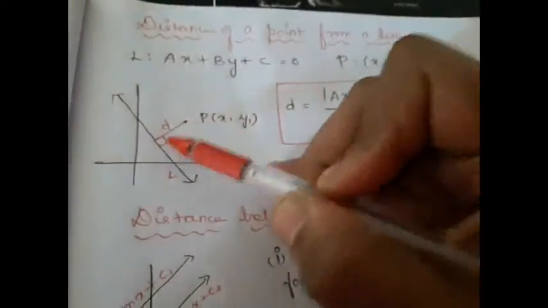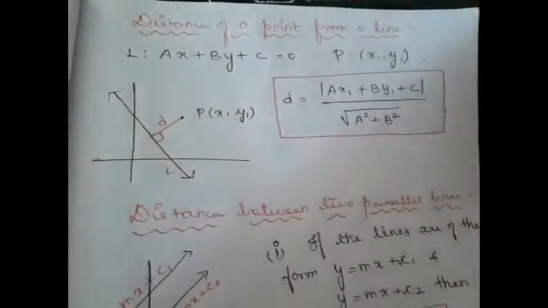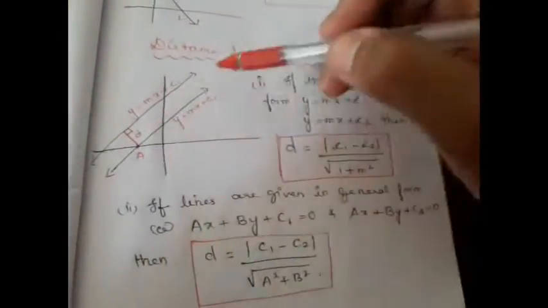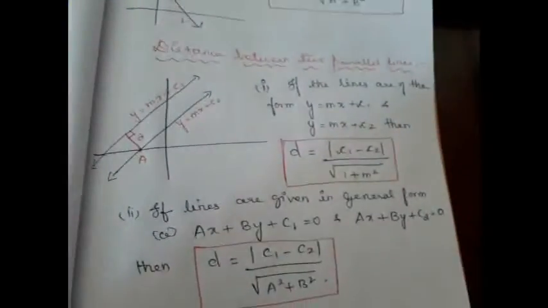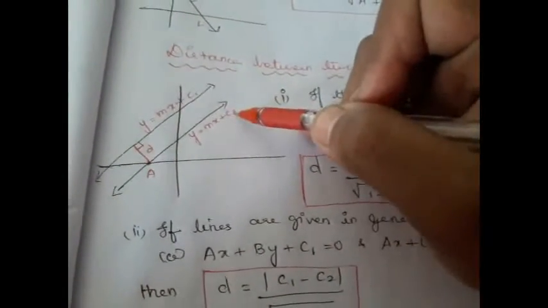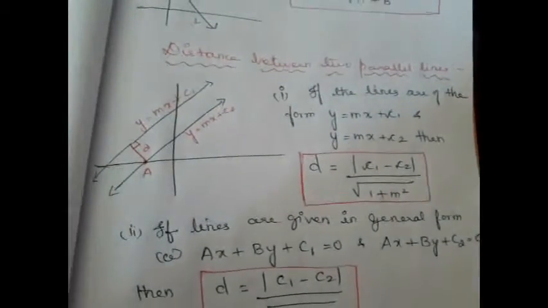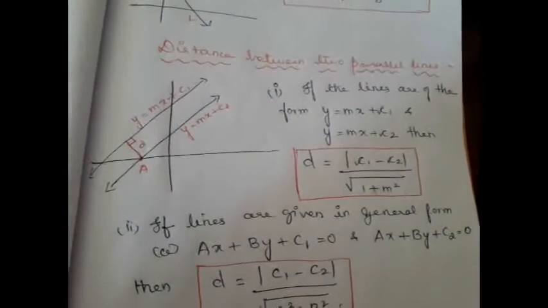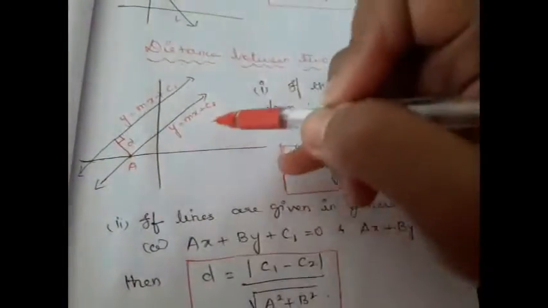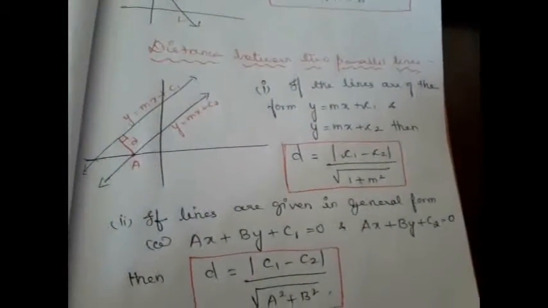From this point, if you know the distance of this line, it is given by this formula. Similarly, how will you find the distance between two parallel lines? We know the equation of two parallel lines will differ only with the constant. If it is going to be C1, it is going to be C2. Otherwise, the x and y coefficients will be the same, and we know even the slopes are the same, right? The equations of parallel lines differ only with the constants.